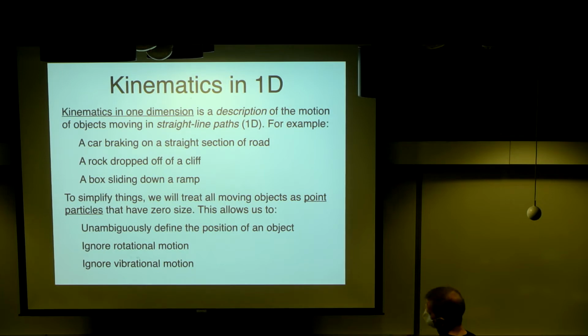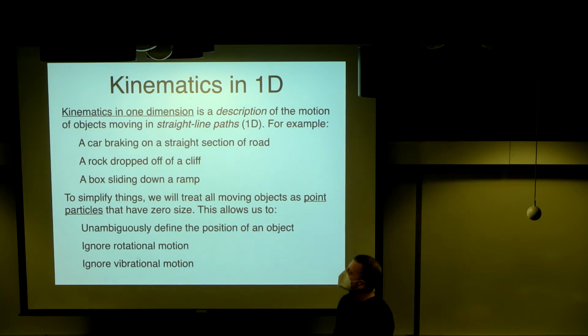And let me give you some examples of situations where we're dealing with kinematics in 1 dimension. So let's say you're driving your car on a straight section of the road and you hit the brakes and you come to a stop. Well, that's motion along a straight line. So kinematics in 1 dimension would be sufficient to be able to describe that, right?